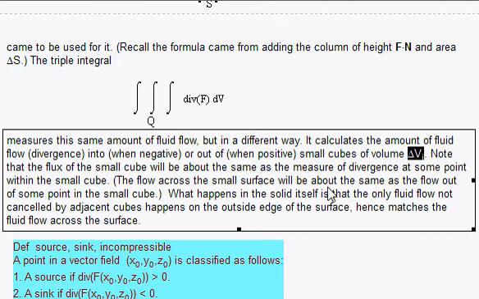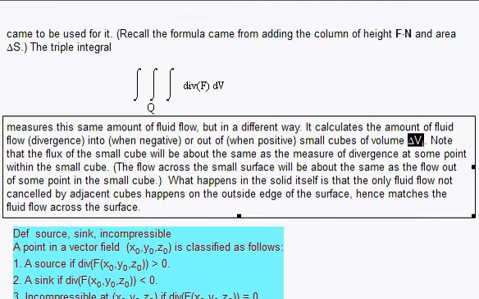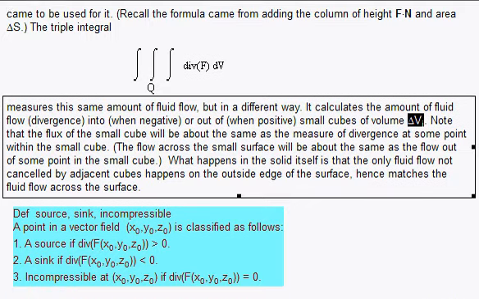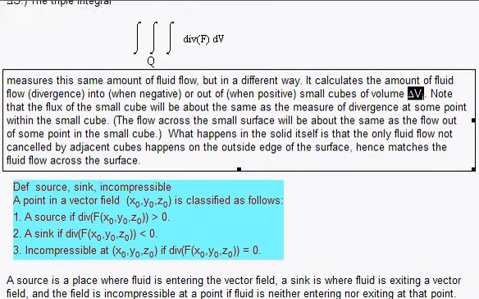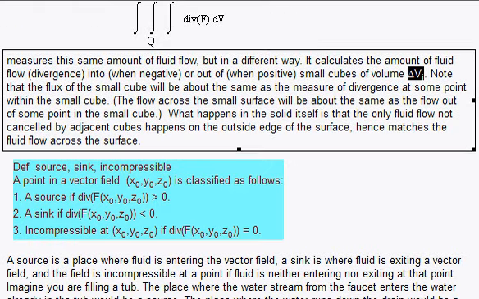So the flow across the small surface will be about the same as the flow out of some point in the small cube. What happens in the solid itself is that only fluid flow not canceled by adjacent cubes happens on the outside edge of the surface. Hence, it matches the fluid flow across the surface.